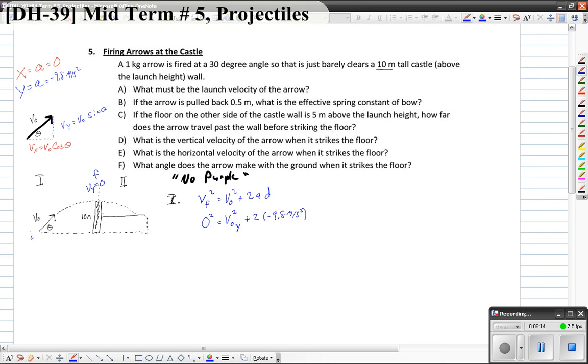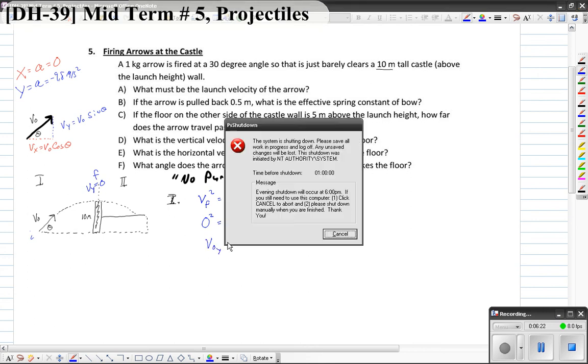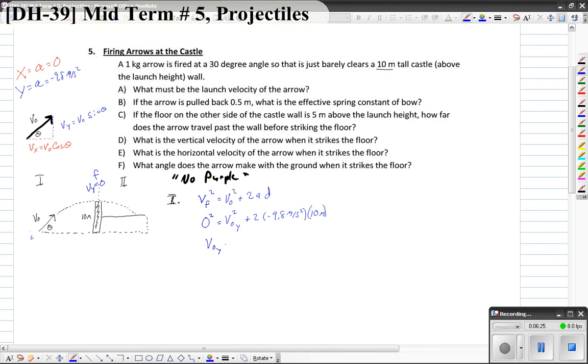The d here is 10 meters. So you bring the V naught squared over here, and you're going to get that the y component of the initial velocity is going to be, let's see, 19.6 times 10, so it's going to be 196. Take the square root. You're going to get an initial y component of velocity that is 14 meters per second.